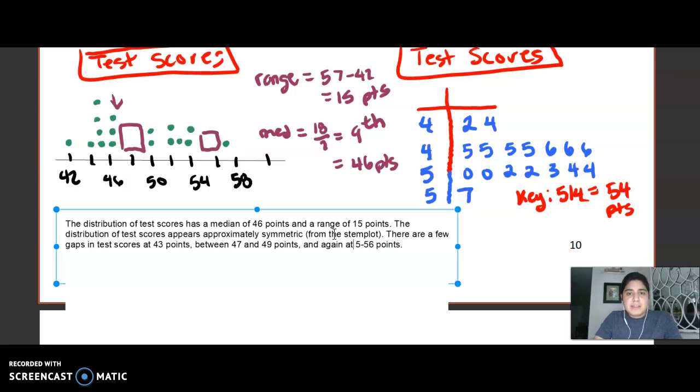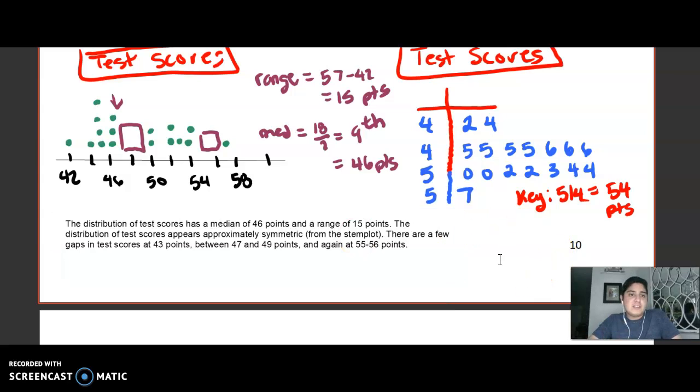So we've described the distribution here, and we've given it context. So I need to make sure that I got full credit for my answer. So did I address a measure of center? Yes, I gave a median. Did I talk about anything unusual? Well, yes, I listed the gaps. Did I call this a specific shape?